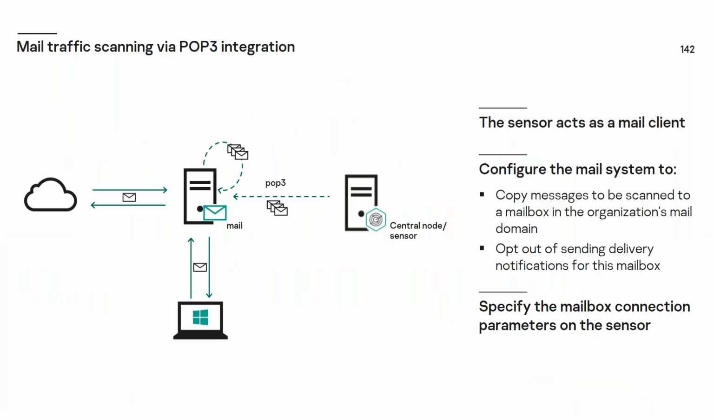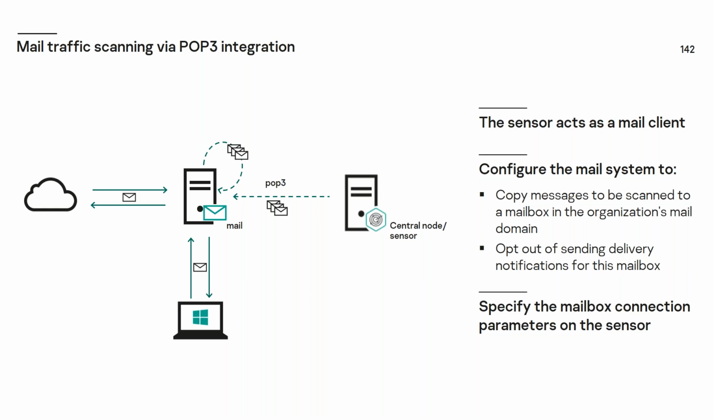Now, if we talk about the mail traffic scanning for POP3 integration, as you can see, what we're basically doing here is our sensor. This can either be your central node or a sensor that's deployed as part of the KATA platform, will be acting as an email client, right? And we are going to configure the email system so that it copies messages to be scanned to that mailbox designated with the central node for the organization's mail domain. So we can also then opt out for sending delivery notifications for this mailbox, obviously, because it's going to pretty much be pointless, right?